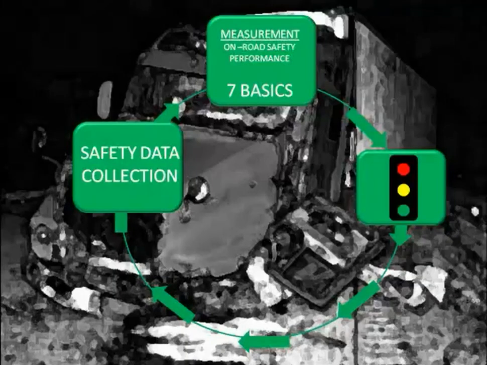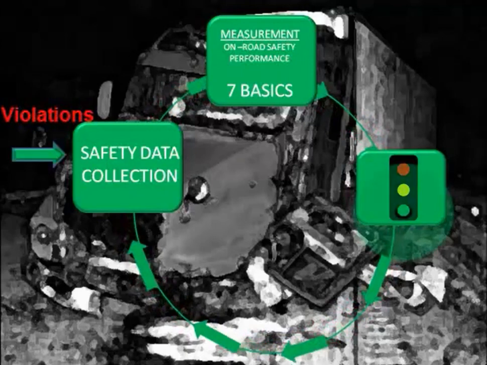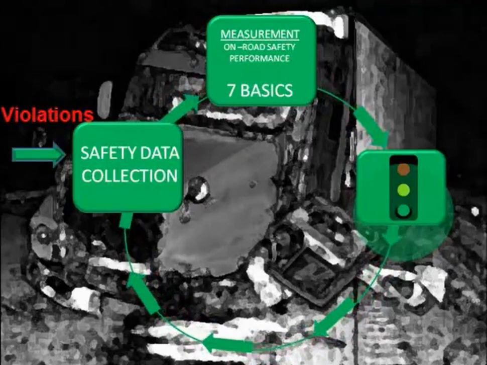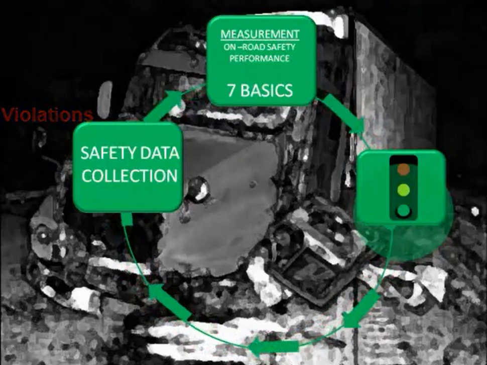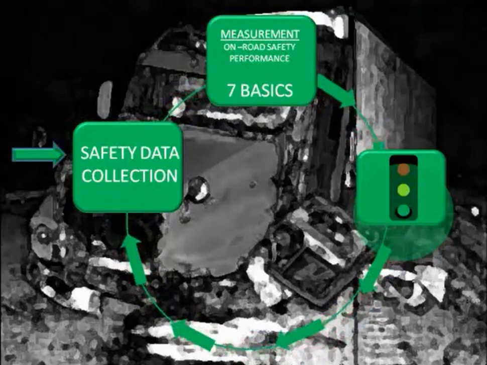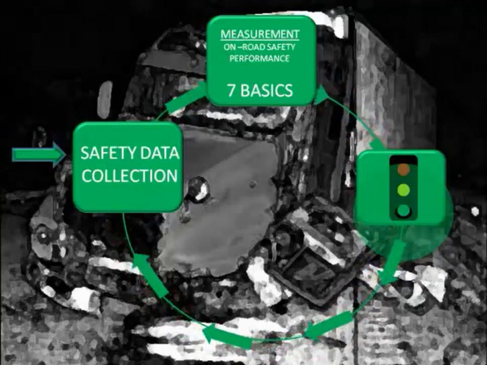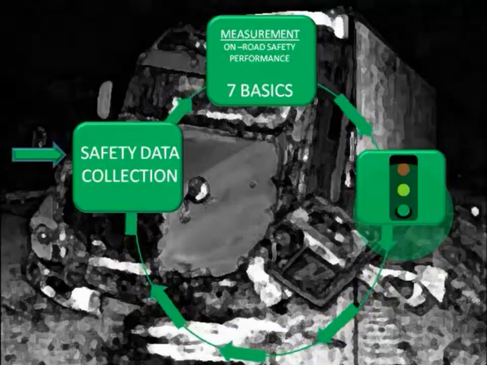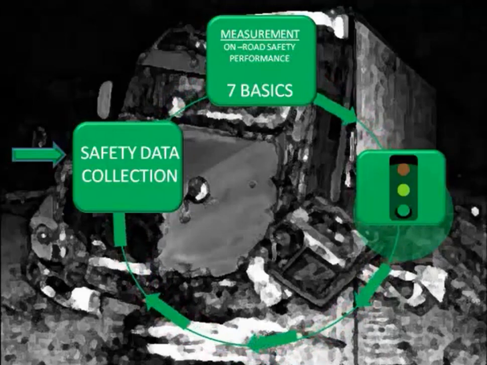We've seen how the CSA uses violations to affect the company's level of intervention, but let's now look a bit closer at what makes up the scoring system and how those are used in the 7 basics. As we said before, when your company receives violations, for example through inspections or crashes, each of those violations is placed into a basic.